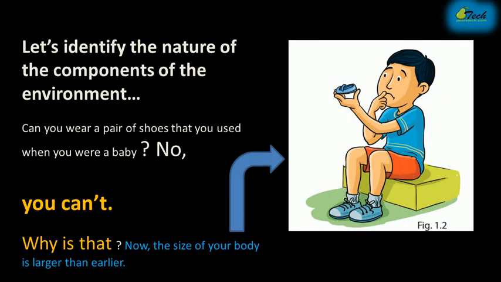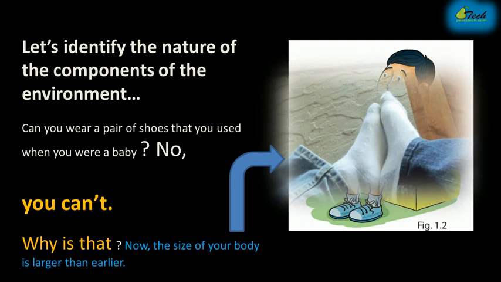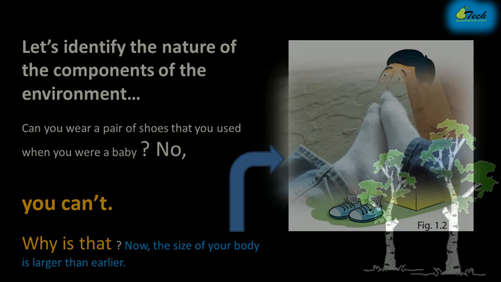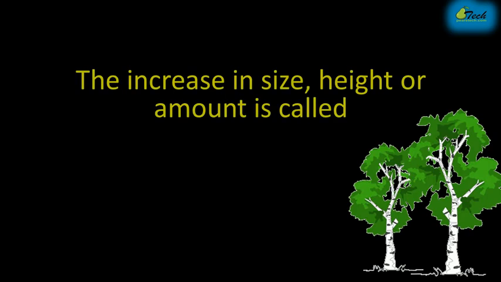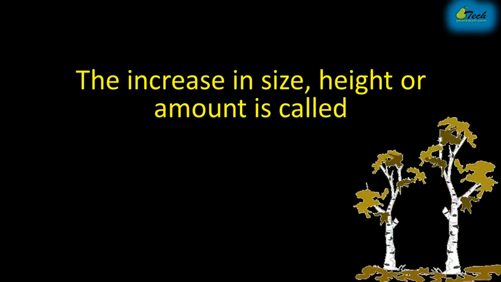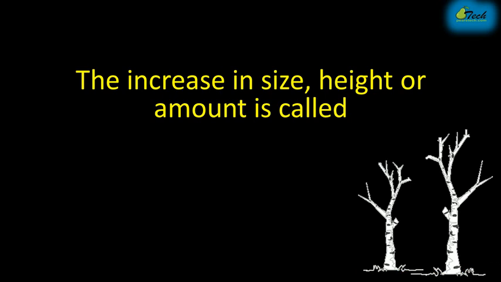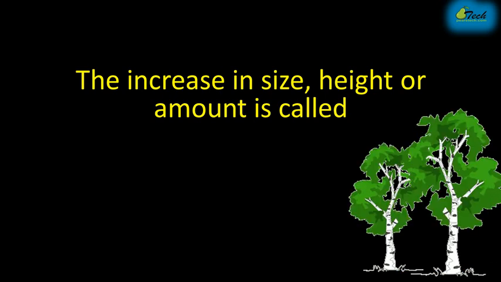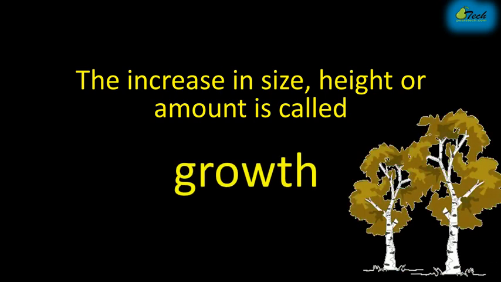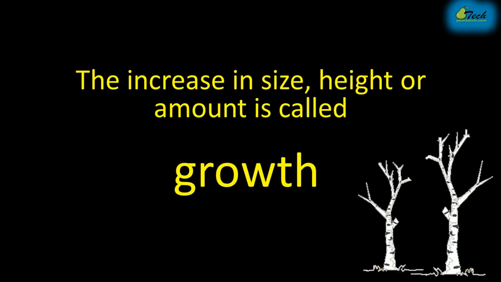So this is what happens when you grow up. You cannot use the same thing. People grow up, humans grow up. When you grow up, things grow and get bigger in size. Now look at that tree over there. It's becoming big and large in size, and even the leaves are getting larger. Now the increase in size, height or amount is called growth. Increase in size, height or amount is called growth.